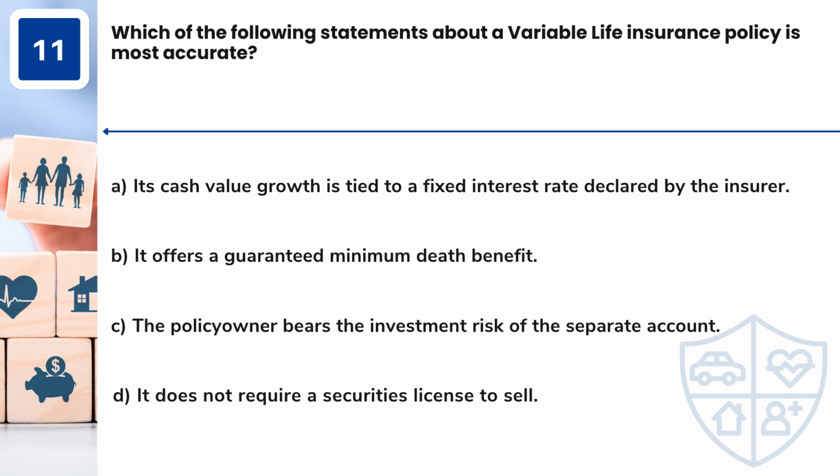Question 11. Which of the following statements about a variable life insurance policy is most accurate? A. Its cash value growth is tied to a fixed interest rate declared by the insurer. B. It offers a guaranteed minimum death benefit. C. The policy owner bears the investment risk of the separate account. D. It does not require a securities license to sell.